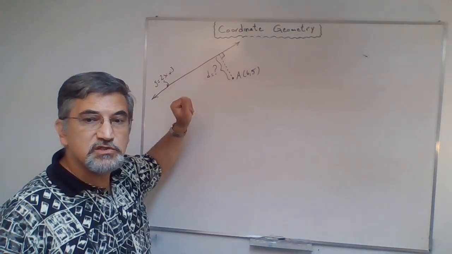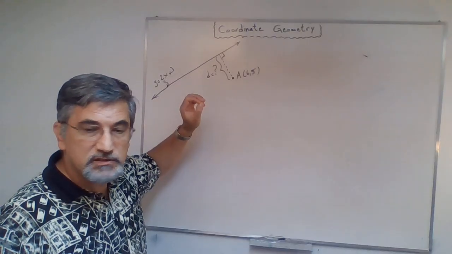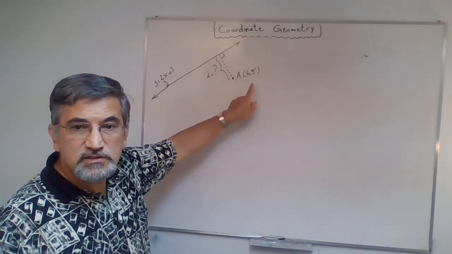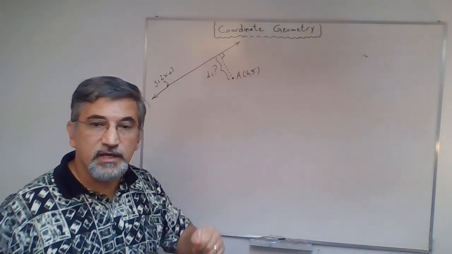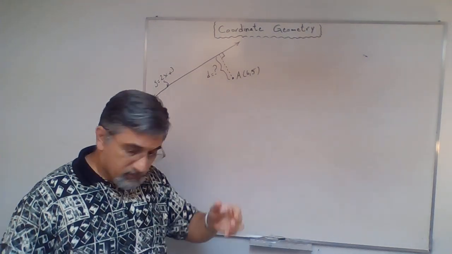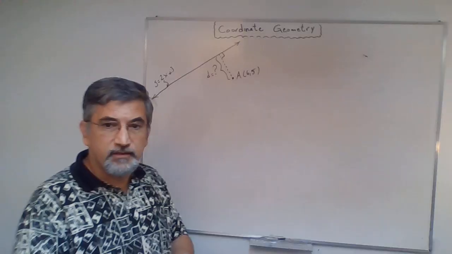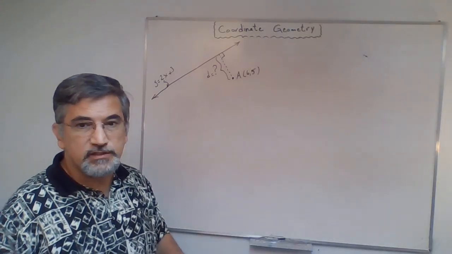And when we say distance in geometry, it means perpendicular distance. Coordinates of the point is 6, 5. We just want to find the distance between the point and the line. First of all, I explain the strategy that we're going to use, the reasoning.